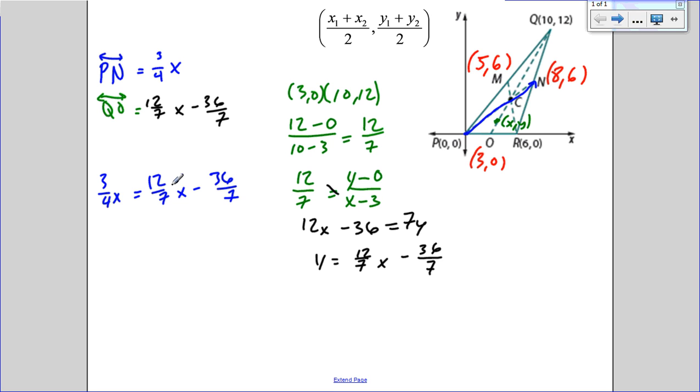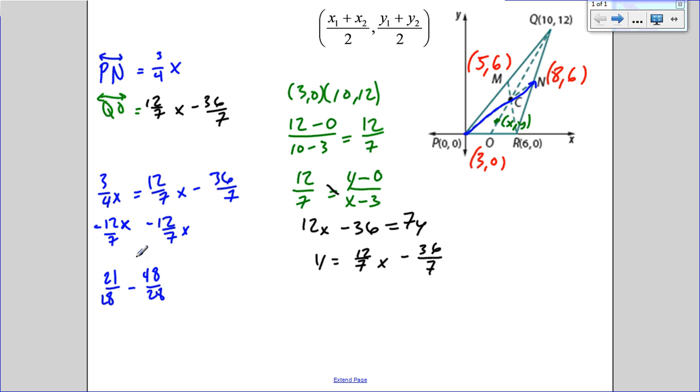I'm going to bring my 12/7 to the other side. I'm going to subtract 12/7 x, I should say. And normally with fractions, we have to get a common denominator. We can make this into 28ths here. So this would be 21/28 minus 48/28. And those are both x's, so I'll keep those there.